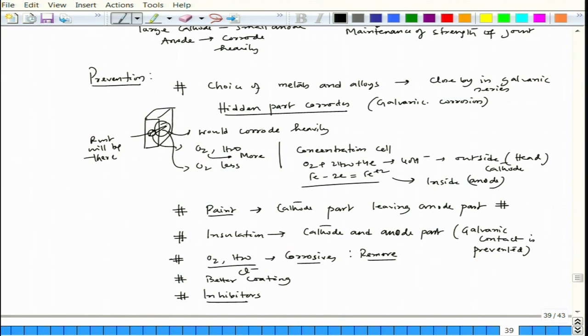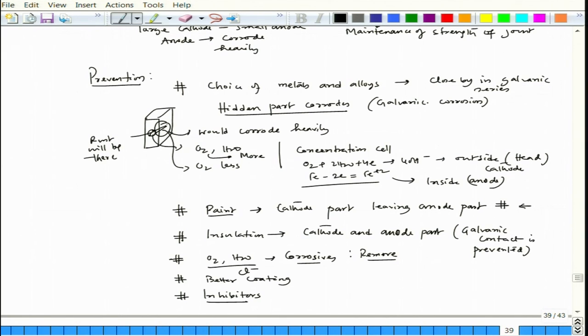An inhibitor is basically an inorganic or organic substance which does not take part in the actual corrosion event, but it leads to preventing some of the corrosion steps. So, that way it protects. Coating, of course, avoids contact of the metal and the corrosives. Okay. So, these are some of the important aspects of prevention. And in our next lecture, I will try to explain why painting of the cathode area is important rather than painting of the anode area.